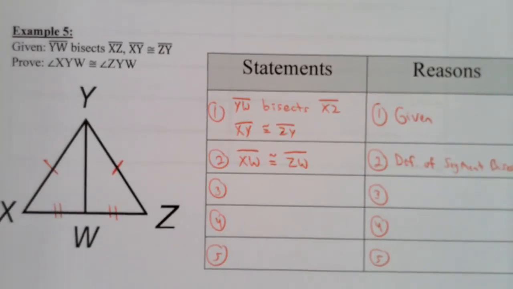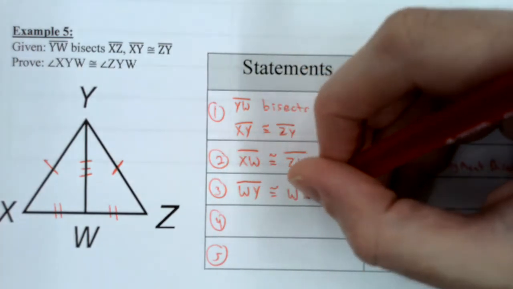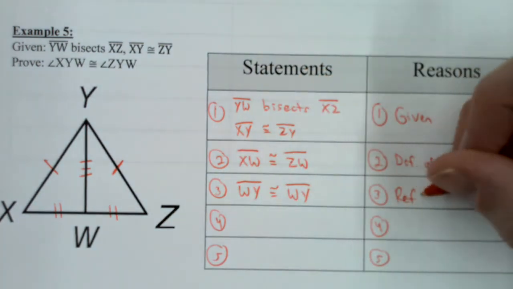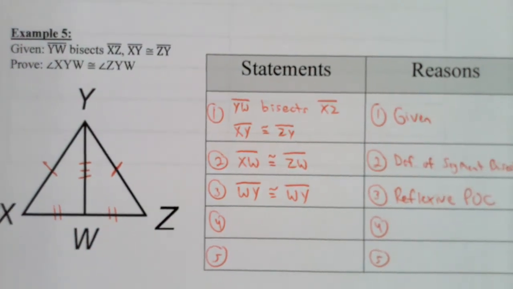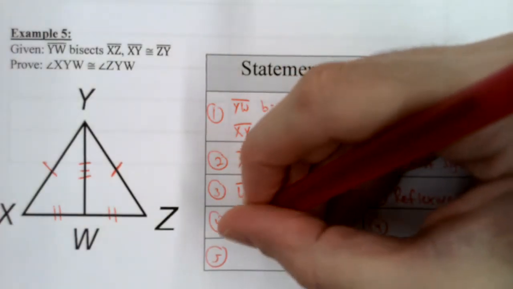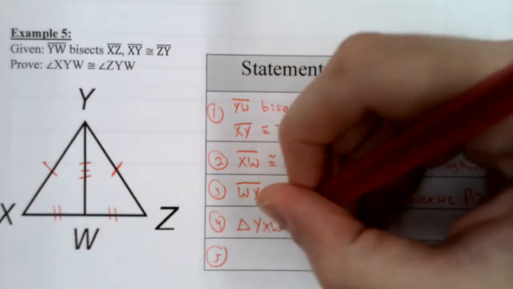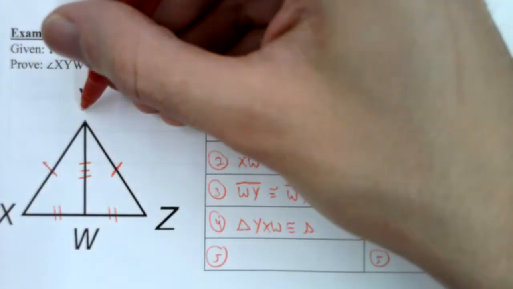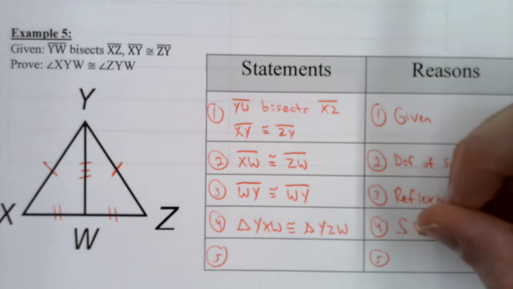Then I'm going to use the reflexive property of congruence. I'm going to say that WY is congruent to WY. Reflexive property of congruence. And now I can say that the triangle on the left is congruent to the triangle on the right. So I can say that triangle, it's got to go in the right order, YXW, 1 tick mark, then 2, is congruent to triangle YZW, 1 tick mark, then 2. That was side, side, side.